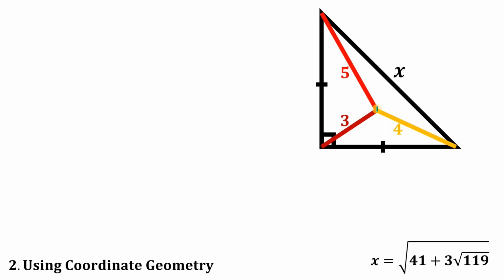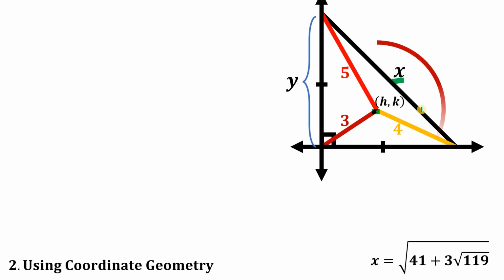So first, let's put this isosceles right triangle inside the first quadrant of a Cartesian plane. Now, from here, let this point of intersection be equal to (h, k). And also, let y be the side of this isosceles right triangle. And from here, we will use equations of circles to answer this question, or to find the value of x.